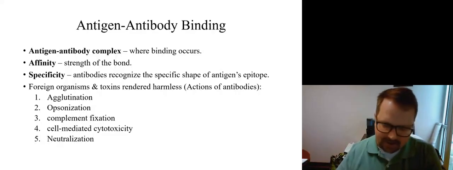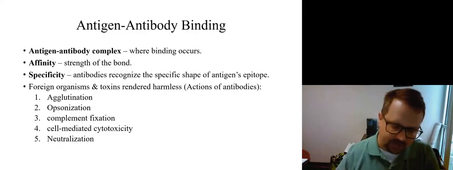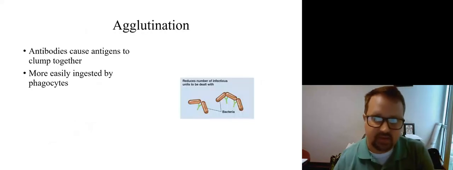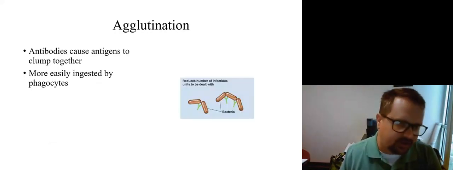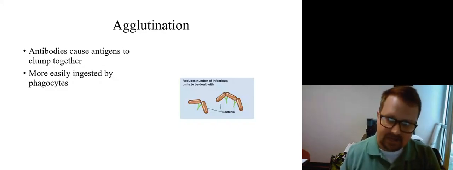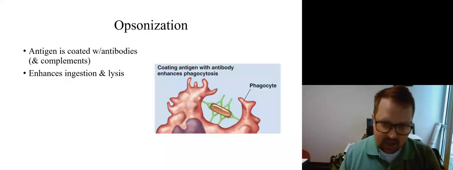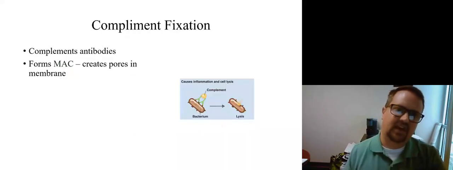And those binders and those receptors and the fimbriae and stuff, bacteria have to stick to you to make you sick. So agglutination is when antibodies cause them to clump together, making it easier for phagocytes to eat it. Opsonization is coating the bacteria with antibodies, making it easier to be phagocytosed. The antigen is coated with antibodies and complement, and it enhances ingestion and lysis, making it easier to phagocytize.